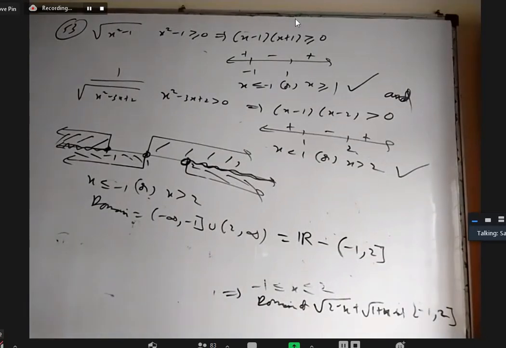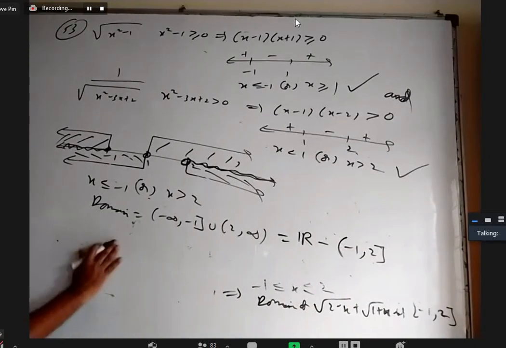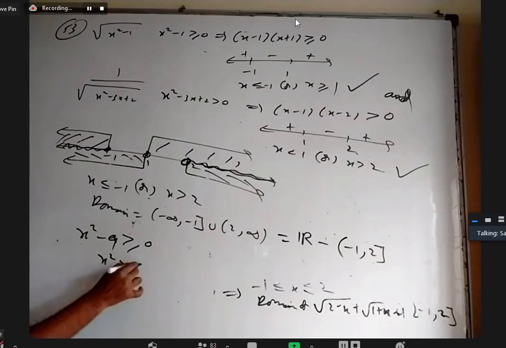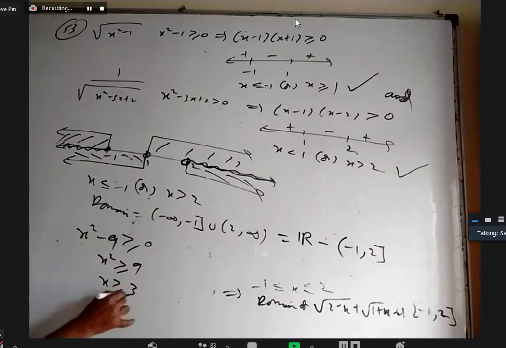Once again, one simple point I want to repeat for some people. Let's say I give a question, x square minus 9 greater than or equal to 0. Don't simply send 9 to that side, write x square greater than or equal to 9, and apply square root to get x greater than or equal to 3. That is completely stupid after doing so many of these inequalities.